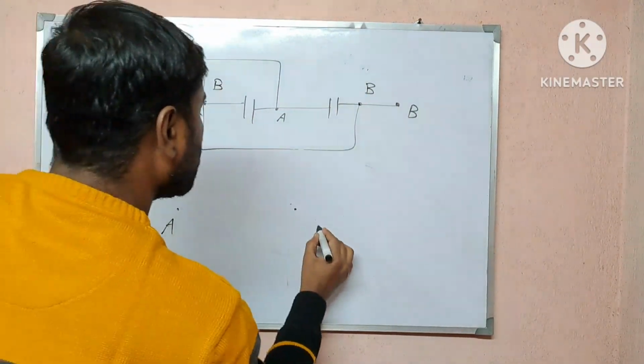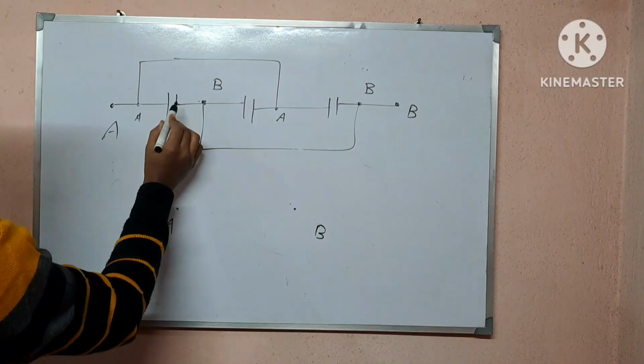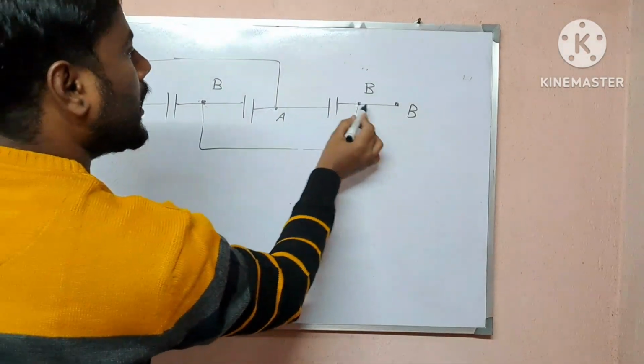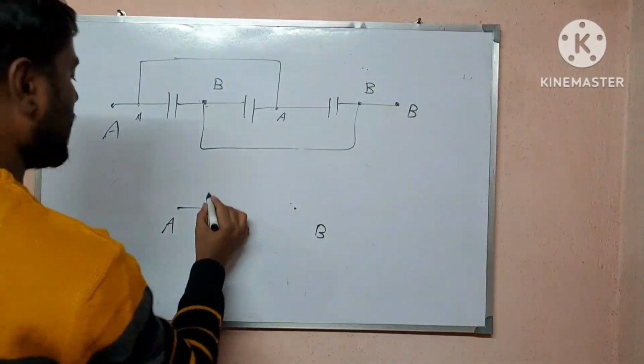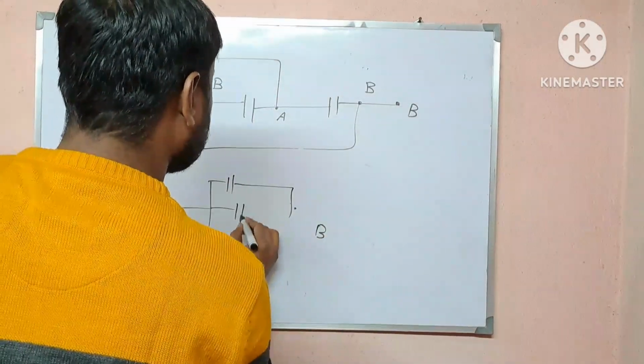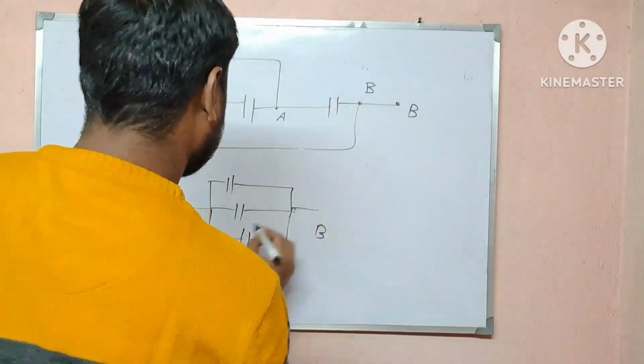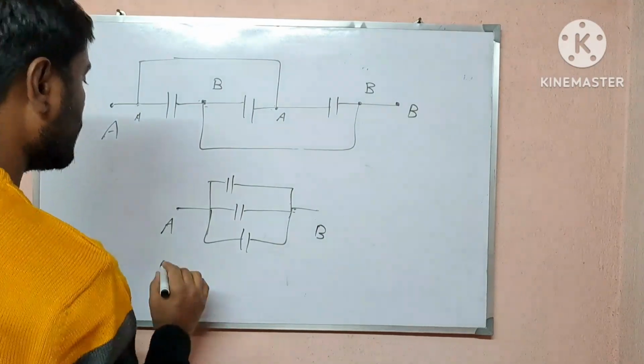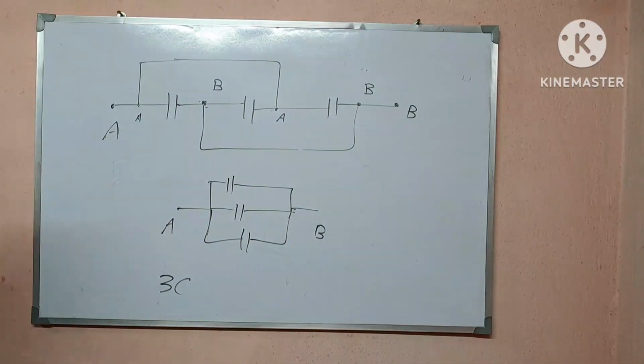Now this is A, this is B. A to B, one. A to B, another one. A to B, another one. That means all these 3 are connected between A to B. So how will they be connected? This is the only way. So the answer will be 3C, each of capacitance C.